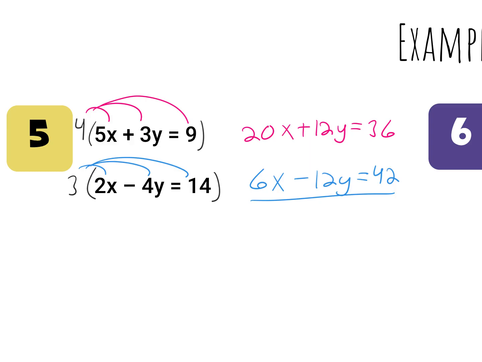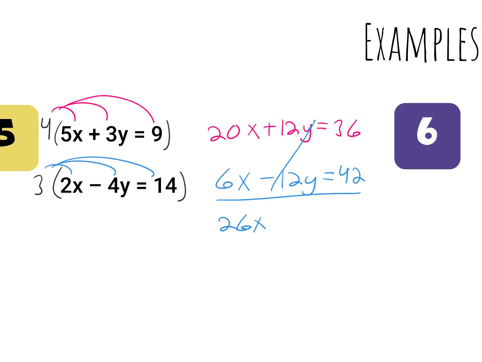So now we're able to eliminate. When we combine this, we're going to get 20x plus 6x, so 26x. Now the y's are going to cancel out. And this is going to equal 78. Now let's divide both sides by 26. So we get x equals 3.